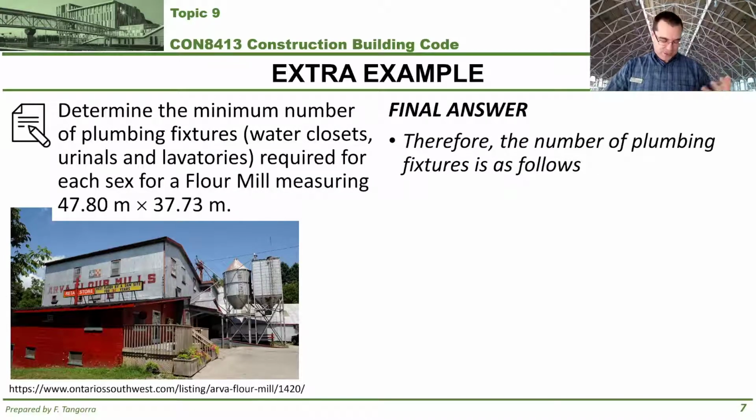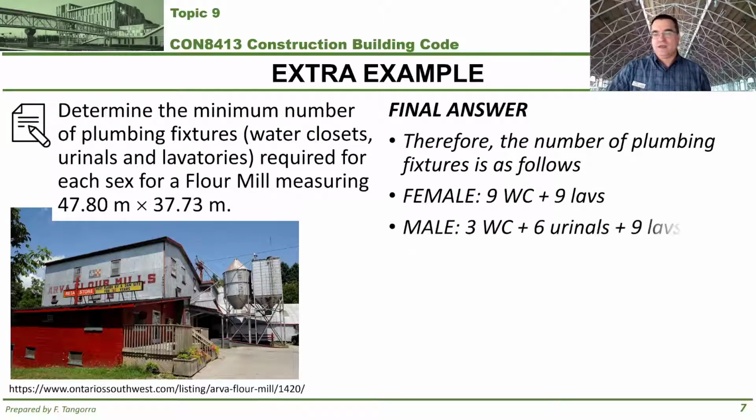Therefore, because that's how you always end a question, you summarize what your answer is. The number of plumbing fixtures is, for females, 9 water closets plus 9 lavatories. For males, 3 water closets plus 6 urinals plus 9 lavatories.